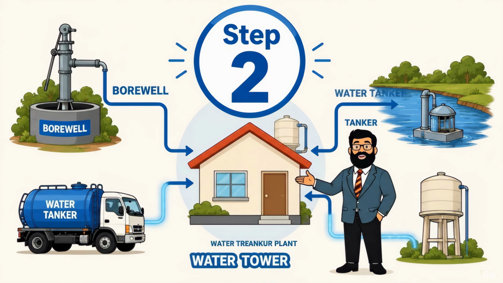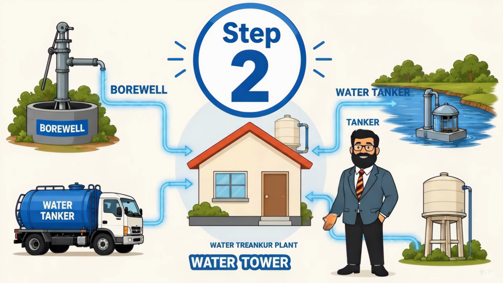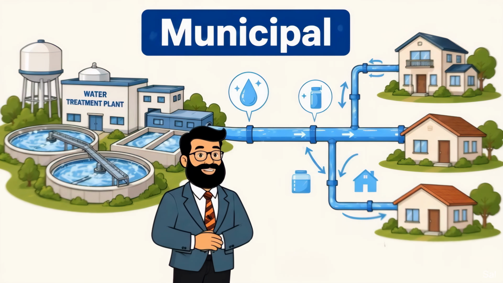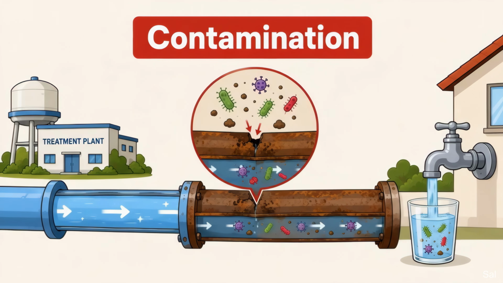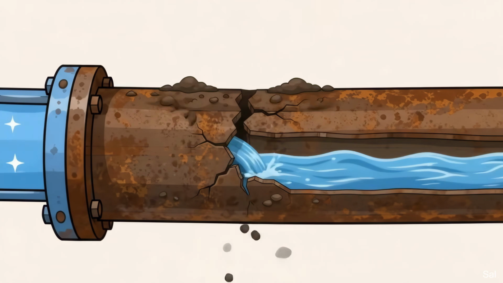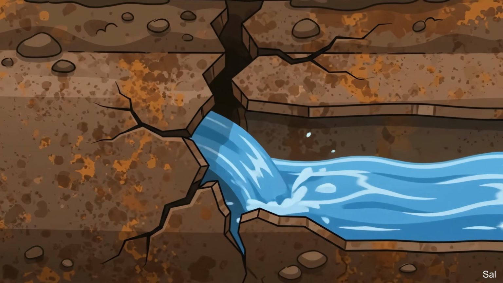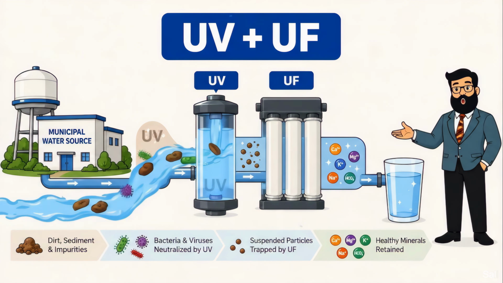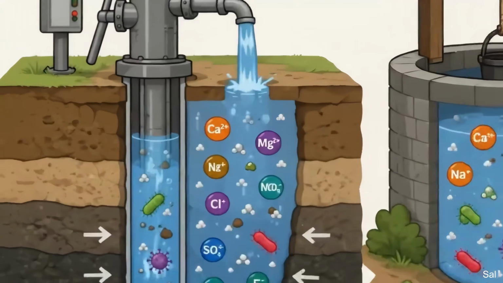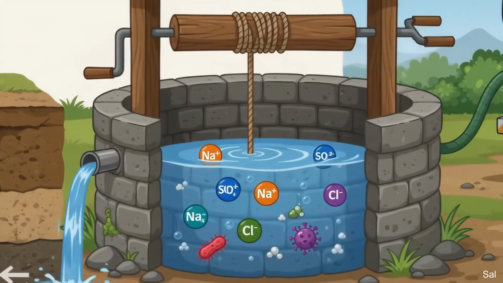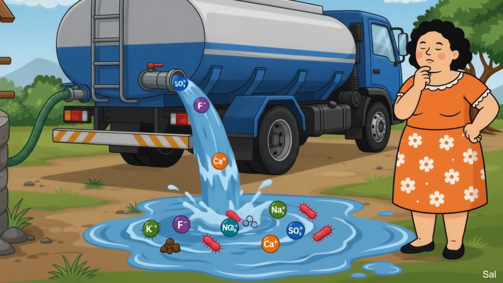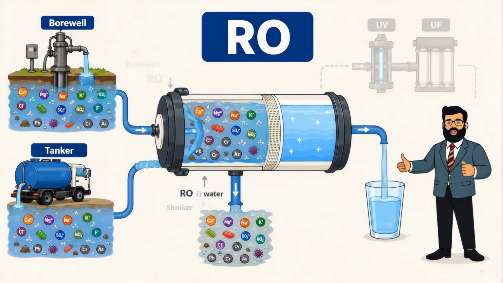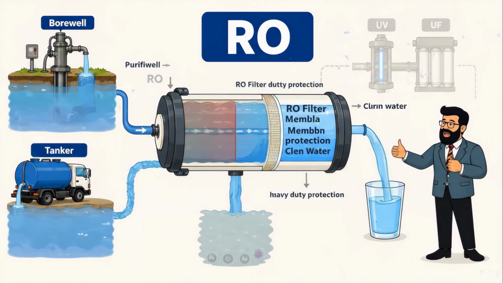Step 2. Identify the source and contamination risk. Where does your water come from? Municipal tap water supplied by city corporations is usually treated at a central plant. By the time it reaches your home, its main risks are secondary contamination from rusty pipelines or broken joints, leading to mud and bacteria. For this municipal water, a UV or UF system is ideal. However, if your water comes from underground wells, boreholes, or tankers, it travels through rock formations, dissolving minerals and potentially absorbing industrial or agricultural runoff. For this source, you almost always need the heavy-duty protection of an RO system.